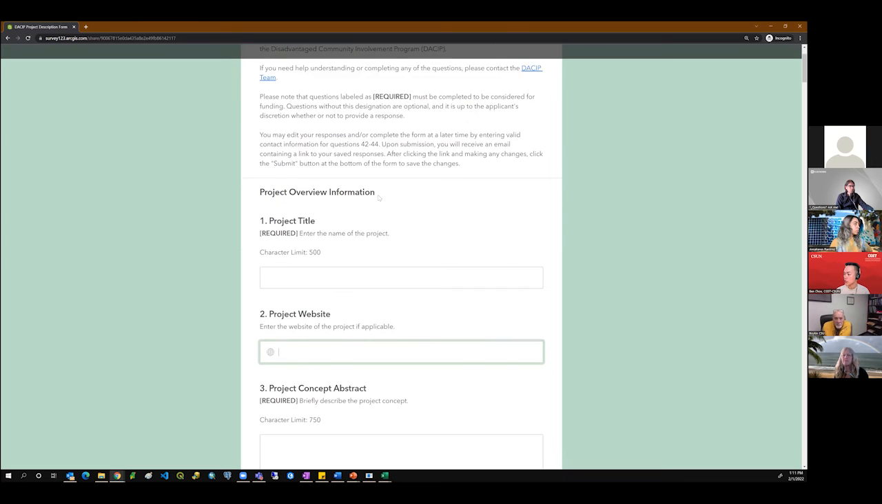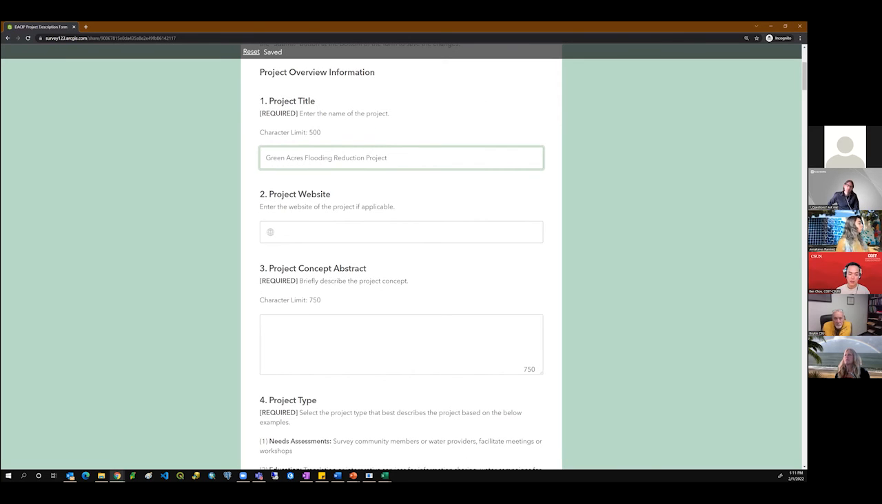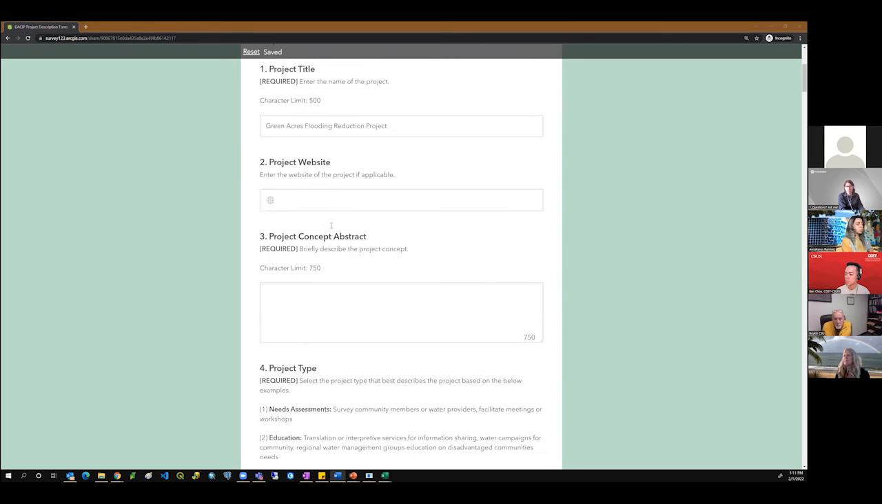So these first few questions are asking for basic information about your project proposal. The project title should be fairly self-explanatory, but you should try to describe the overall project and keep it short if possible. So for this example, we're going to put in Green Acres Flooding Reduction Project. For the second question on the project website, again, that's optional. So you would only enter that information if you did have a website for the project. For this example, there's no website, so we will leave it blank.